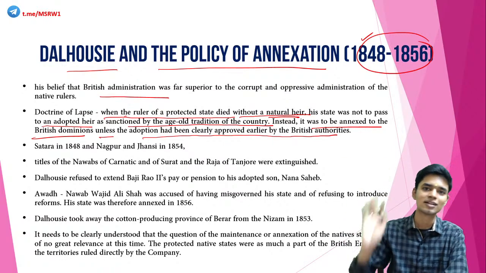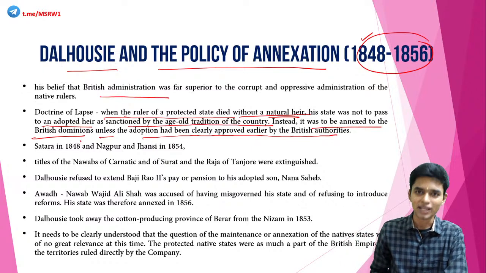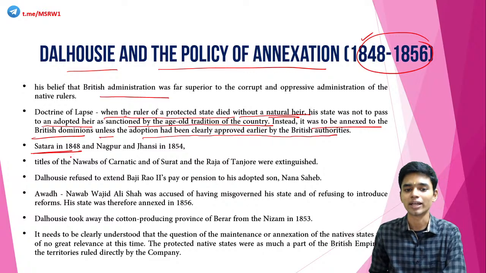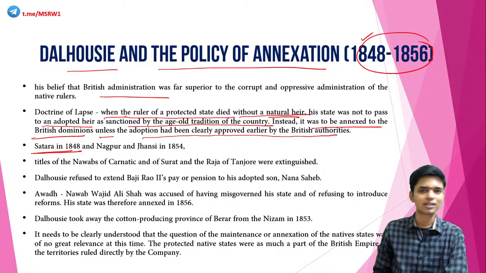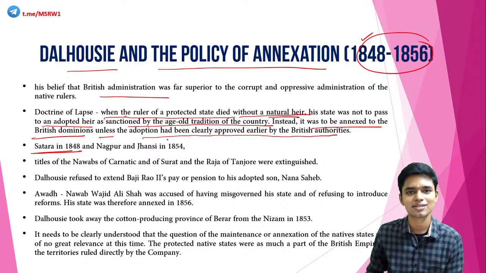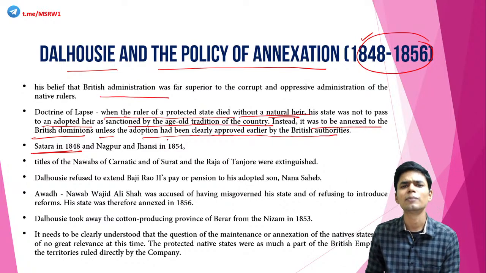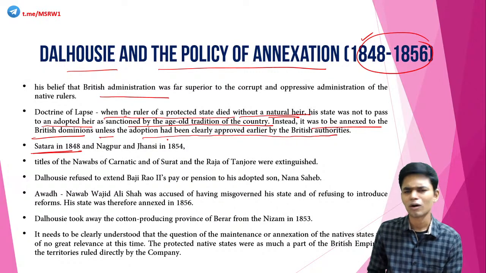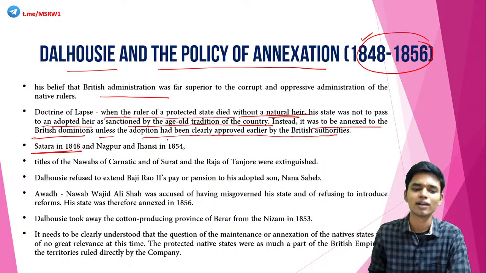The first province to be annexed based on this policy was Satara in the year 1848. Later, we will see other states also getting annexed, such as Nagpur, Jhansi, Rani Lakshmi Bai's effective resistance, etc. We remember, right? Similarly, Sambalpur. All these states were annexed by Dalhousie.